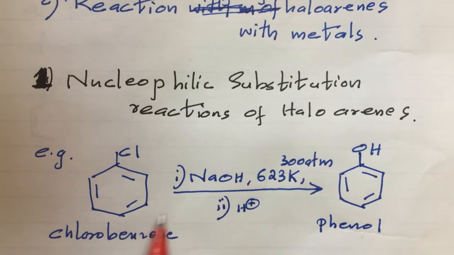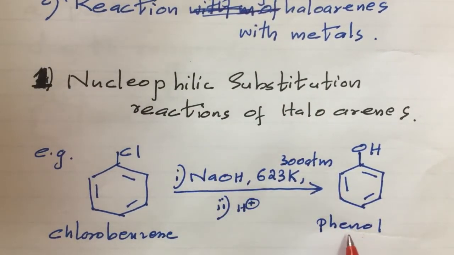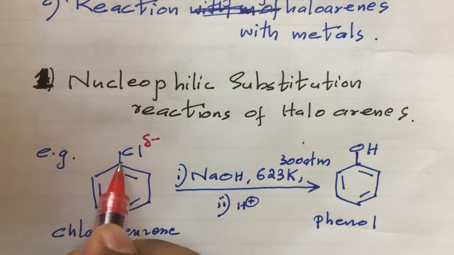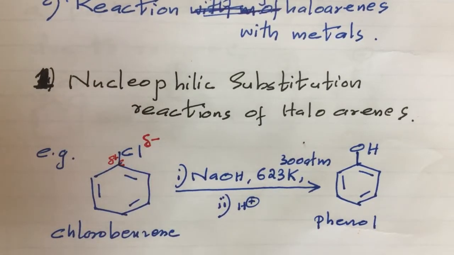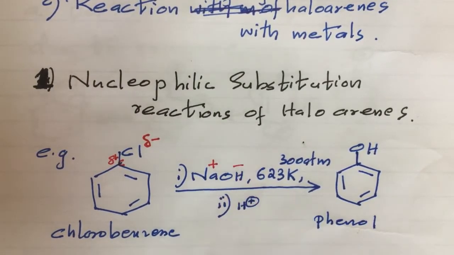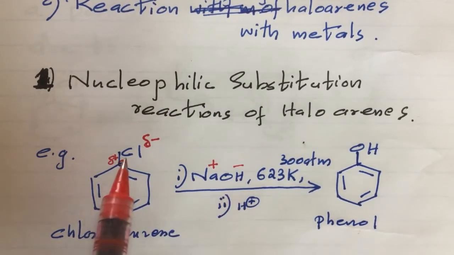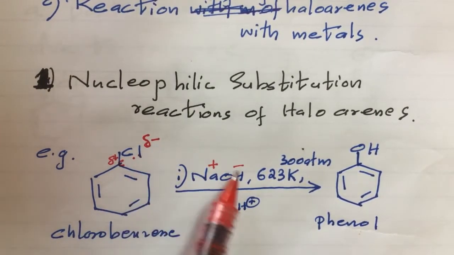When chlorobenzene reacts with NaOH, it undergoes a nucleophilic substitution reaction and forms phenol. The final product is phenol. In chlorobenzene, chlorine is delta negative and the carbon attached to the chlorine is delta positive, so the C-Cl bond is polar. NaOH we can write as Na plus and OH minus. Here the OH minus nucleophile replaces Cl. So it is called nucleophilic substitution.